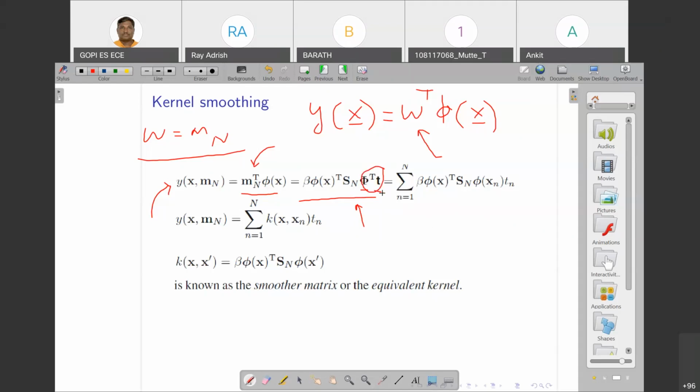So equivalently, this matrix product can be represented in terms of the summation, sigma n equal to 1 to N, beta phi of x transpose Sn. In place of this phi transpose T, you have here phi of xn into Tn, where this phi of xn is basically the vector and Tn is the scalar.